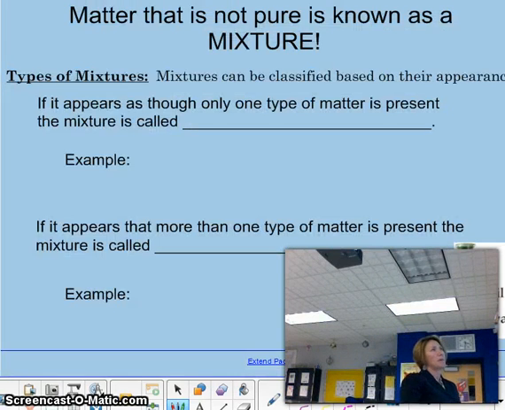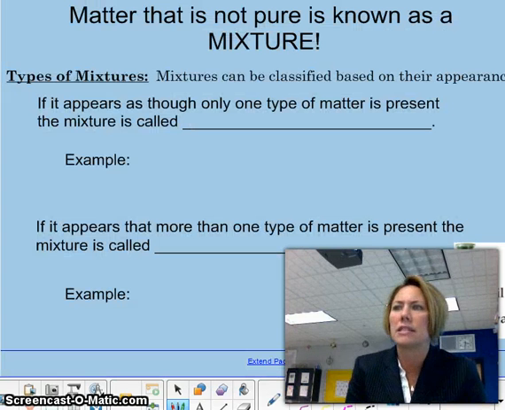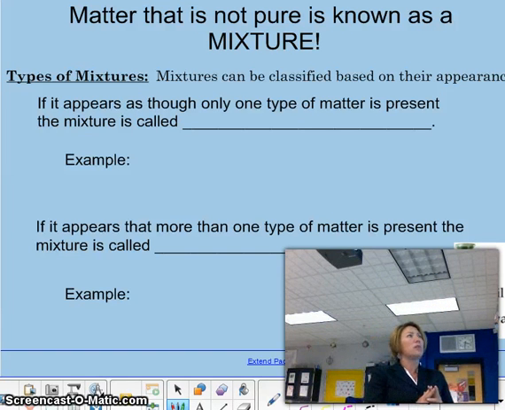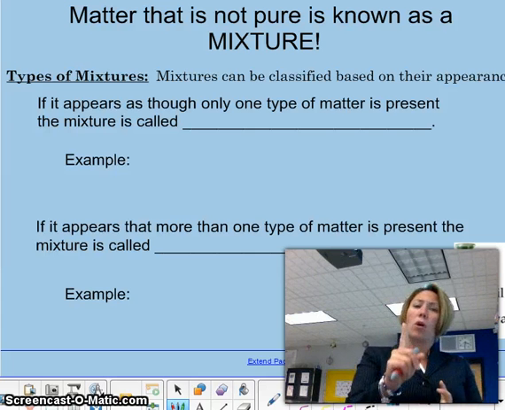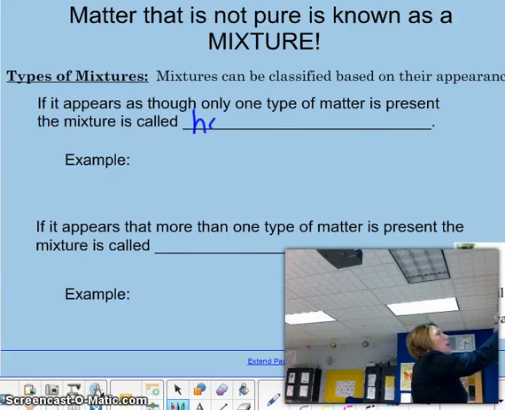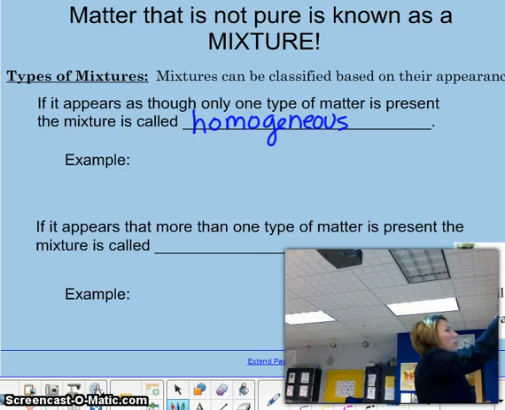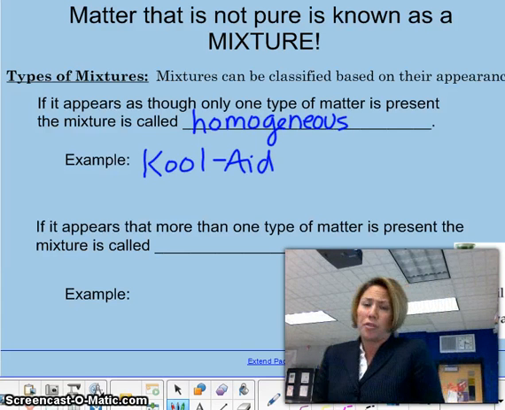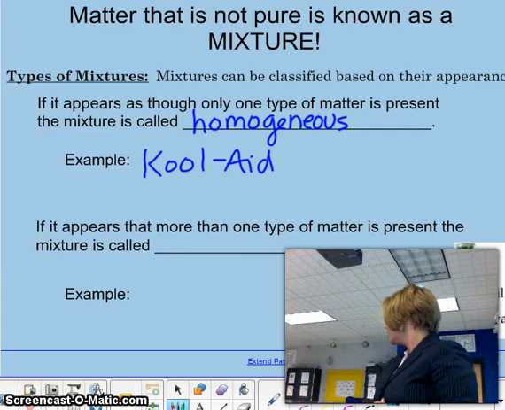There are many compounds. If your matter is impure, it's called a mixture. And mixtures can be classified based on their appearance. They are either homogeneous or heterogeneous. If the mixture looks like only one type of matter is present, we call it homogeneous. Kool-Aid is an example of that. There's water, there's sugar, there's flavorings, but it only looks like one thing. It only looks like colored water, okay?